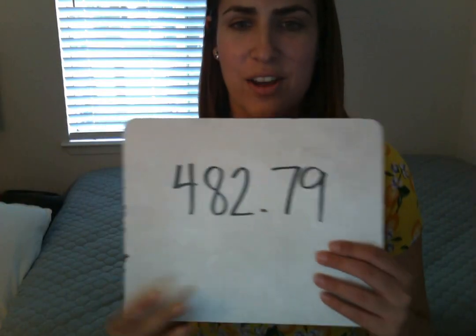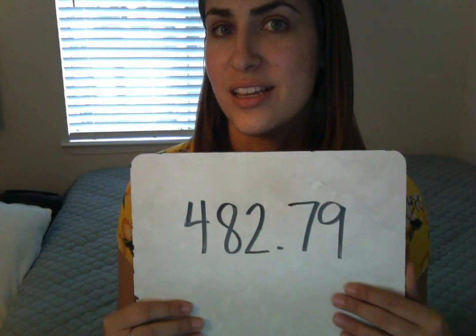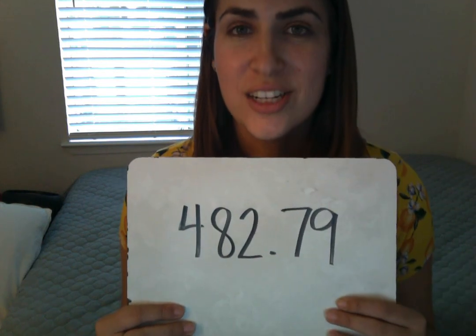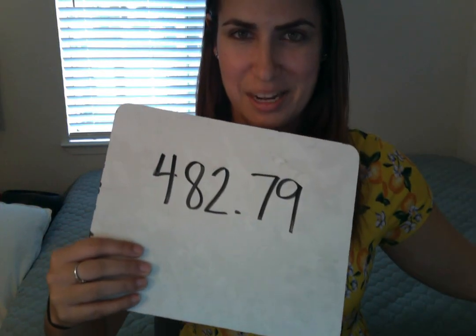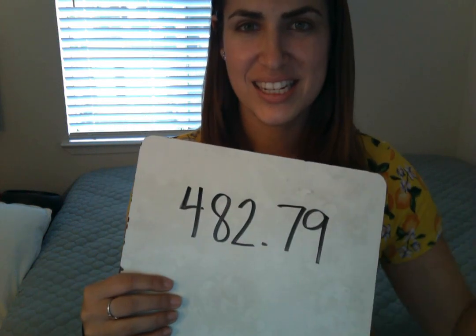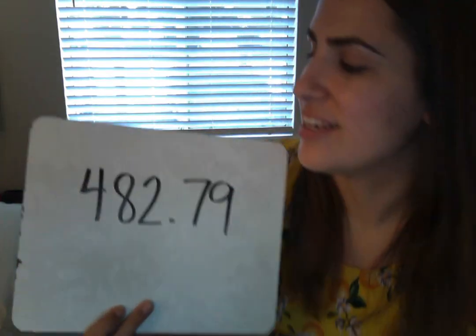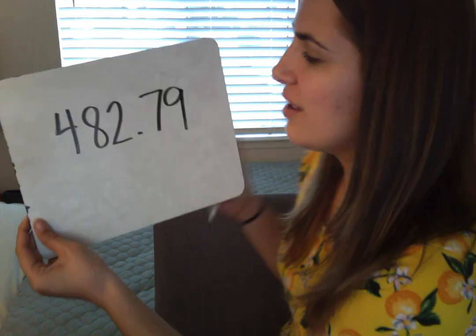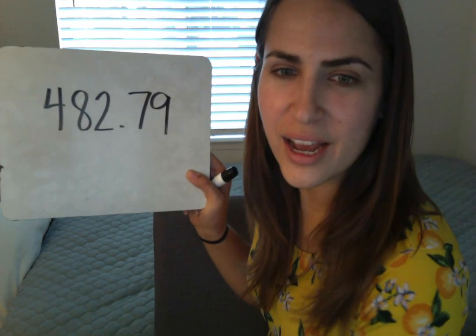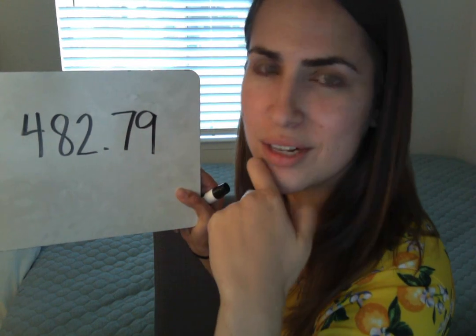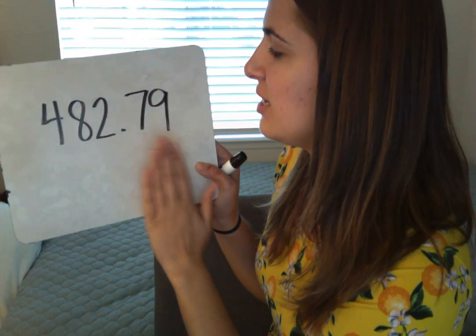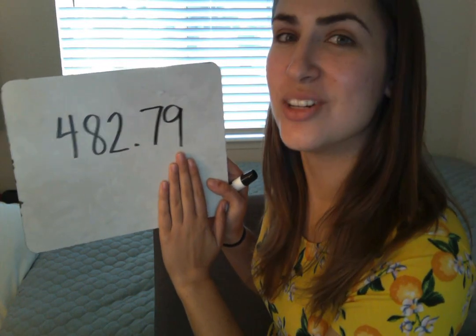So you guys, now that we've gone over the value of each of the numbers in this number, I want us to practice expanding this number. We're going to write it in expanded form. My goodness, we have learned many different forms of numbers this year, expanded being one of them. So I want you to think, how do we write numbers in expanded form? What is it going to look like? I actually would like for you to pause the video and try it on your own first before we begin. How would we write 482 and 79 hundredths in expanded form? Pause the video and try it out for yourself.